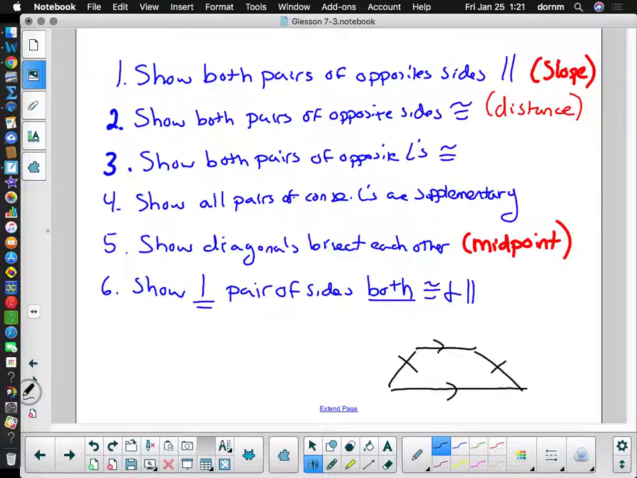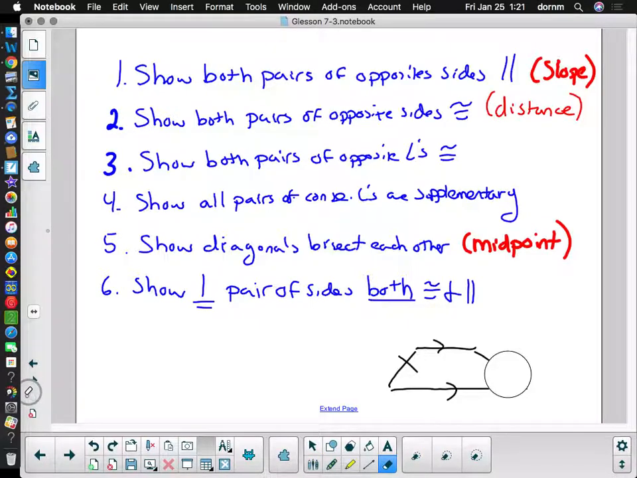That doesn't work. It's got to be the same pair of sides that is both parallel and congruent. It has both properties. That's my final way of showing that something is a parallelogram. So we had 5 facts we could get from a parallelogram yesterday. Today we have 6. It's the converse of the first 5 plus one pair of sides both parallel and congruent, ways to prove something is a parallelogram.